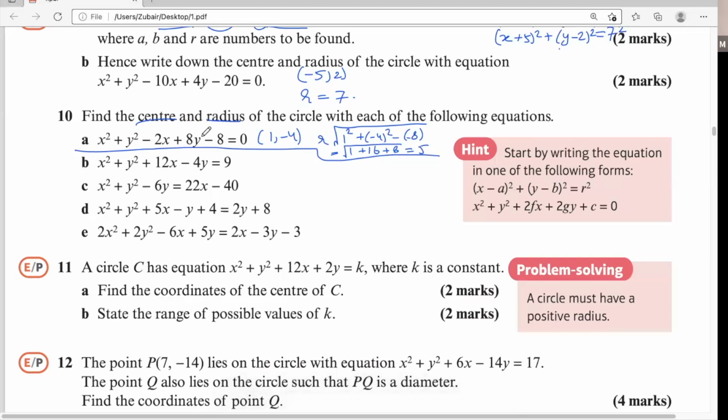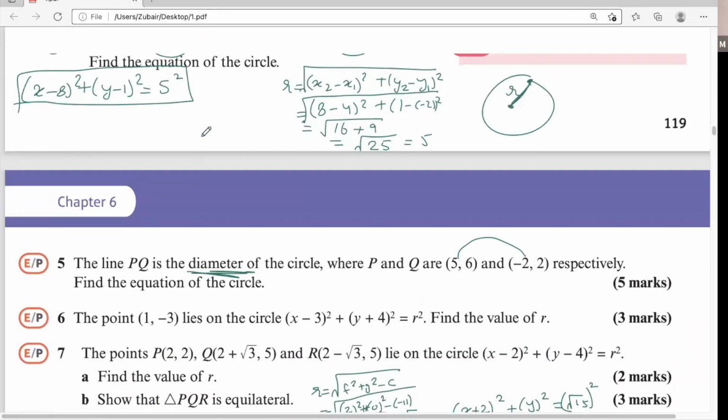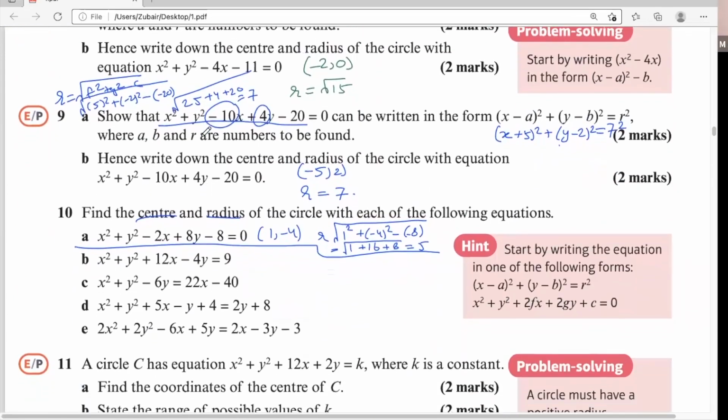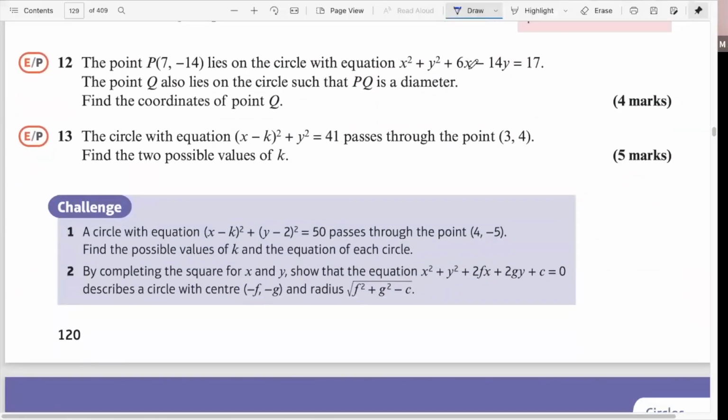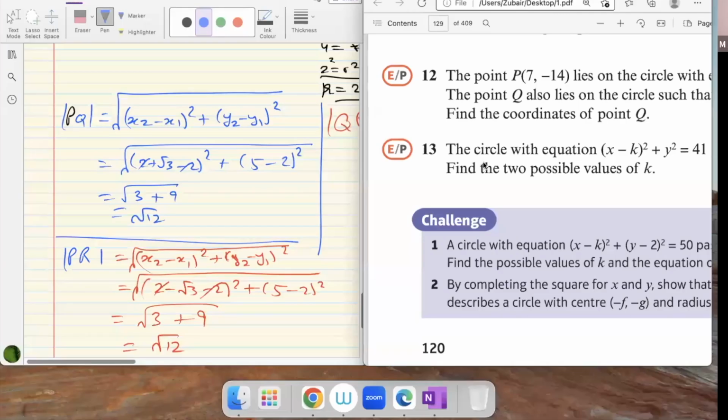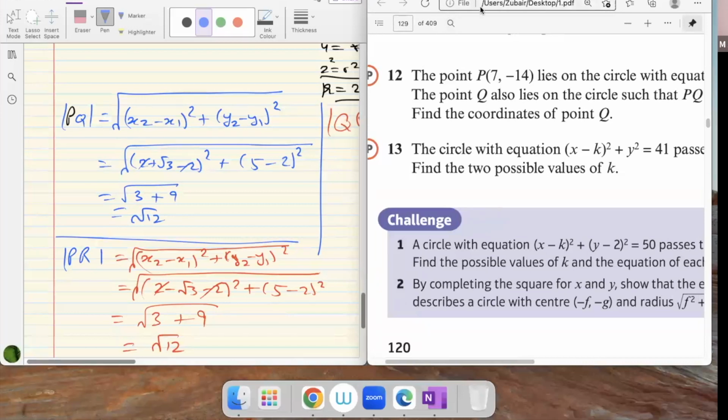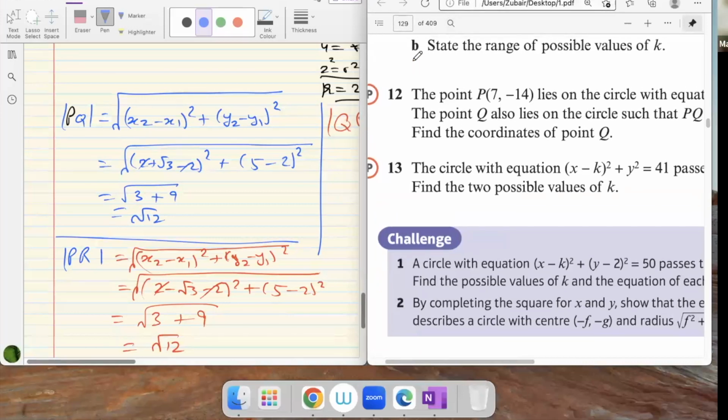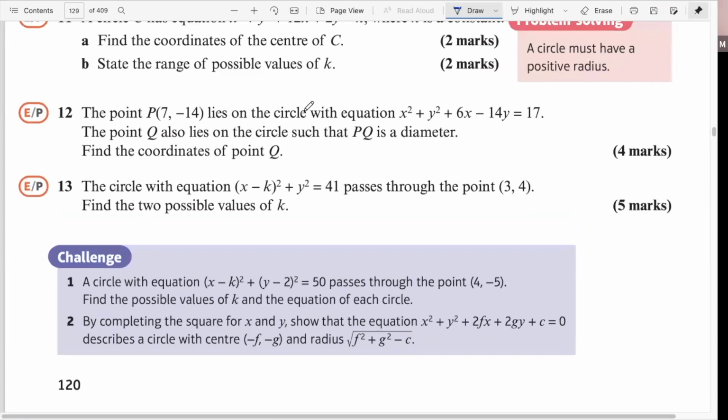So I'm skipping a few parts. I'm just trying to cover the different types of questions. The more you practice, the more you will get used to it. It says the point P lies on the circle with this equation. The point Q also lies on the circle such that PQ is a diameter. Find the coordinates of point Q. Okay, now this is a little lengthy question. First, let me know if you understood the wordings. Could you explain it one more time, sir? I'll show it to you. Take 30 seconds, just try to understand, then I'll solve it.